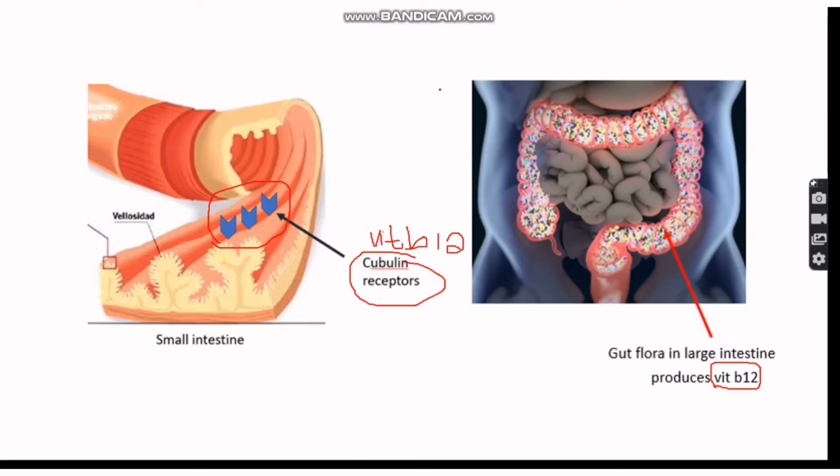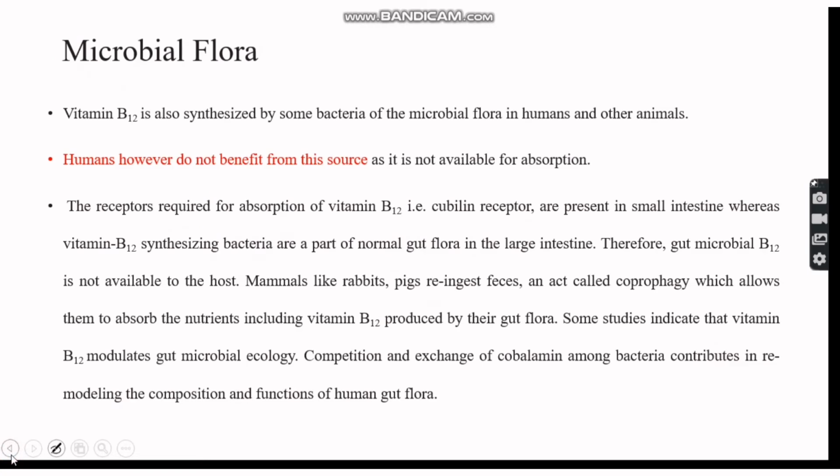So as I have told you, vitamin B12 is produced by some bacteria in humans as well as animals. So we might overcome the deficiency of vitamin B12 through our diet or through dietary supplements. So how do animals obtain vitamin B12? How do animals overcome the deficiency of vitamin B12 that is produced in the body but not absorbed?